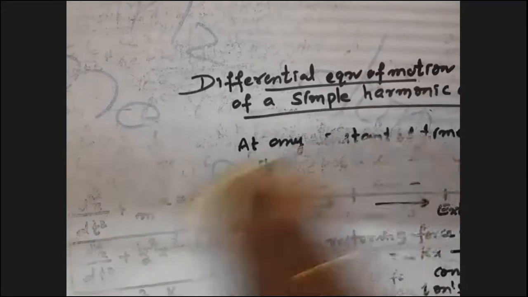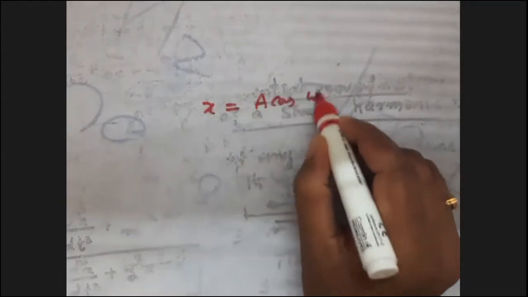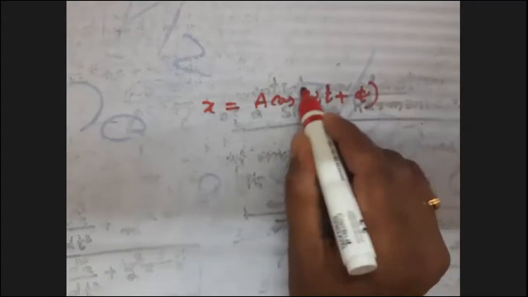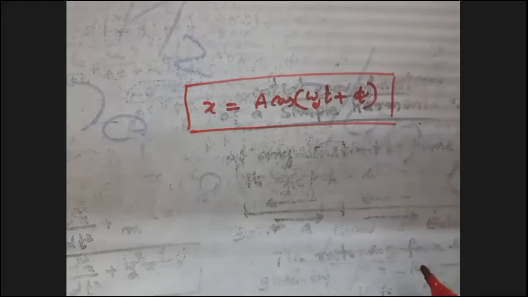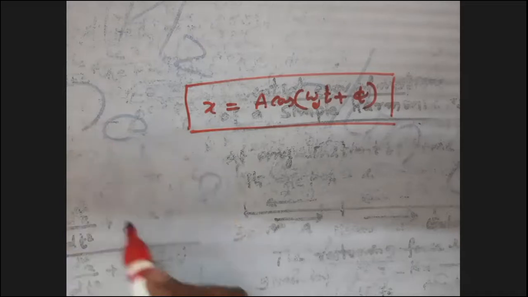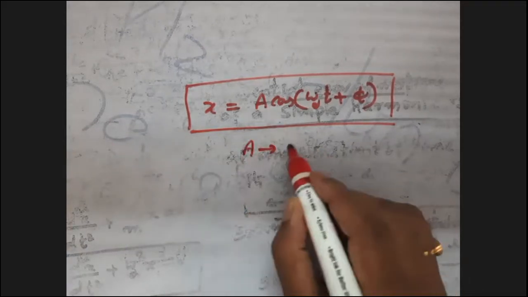The solution of this second order differential equation, the differential equation of simple harmonic oscillator, we got x is equal to A cos of omega naught t plus phi. This equation represents the displacement of simple harmonic oscillator at any instant of time. So first, the physical characteristics. In this equation, A stands for amplitude.